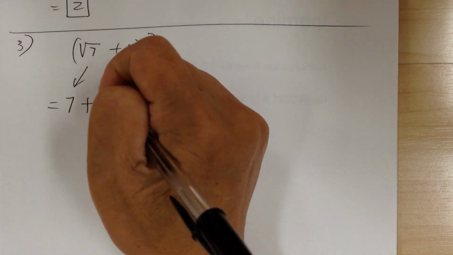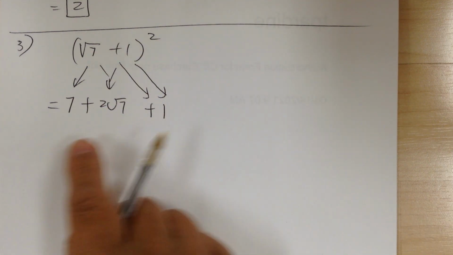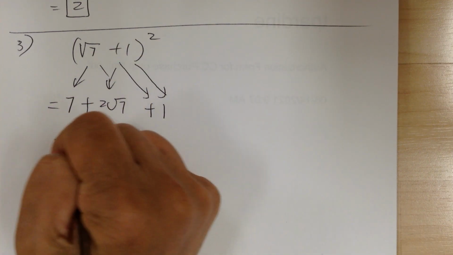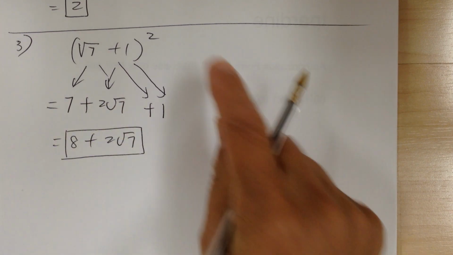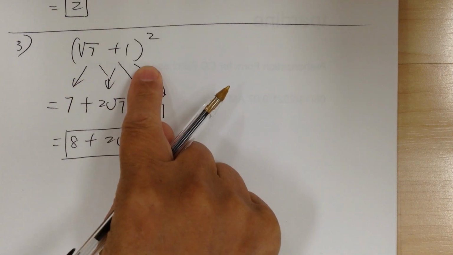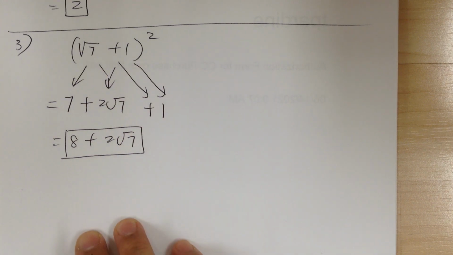Okay? So make sure you know how to multiply. And then after that, you can combine the like terms. So you get 8 plus 2 square root of 7. Okay, so make sure you know how to do the conjugates. Make sure you know how to do the perfect squares.